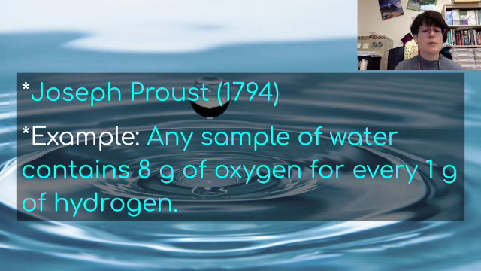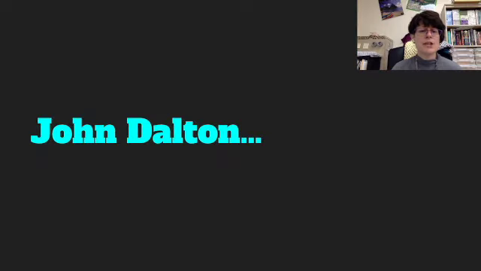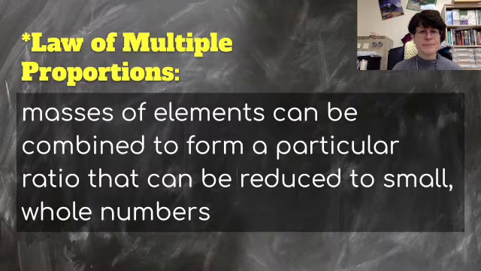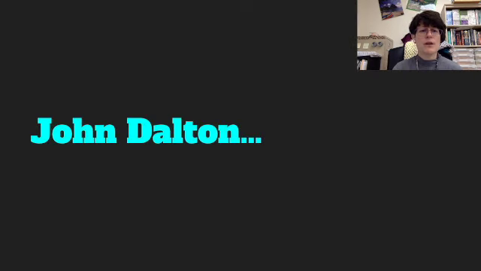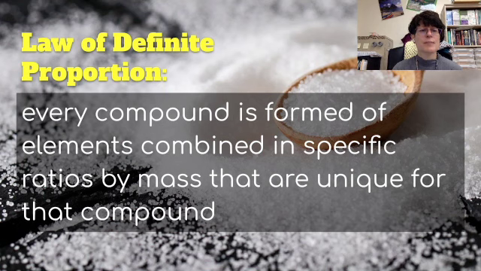And experimentally, an example would be that any sample of water contains 8 grams of oxygen for every 1 gram of hydrogen. And at this time, it was based upon mass because still not much was known about what made up matter. Then John Dalton came on the scene, and he proposed the law of multiple proportions. This says that the masses of elements can be combined to form a particular ratio that can be reduced to small whole numbers.